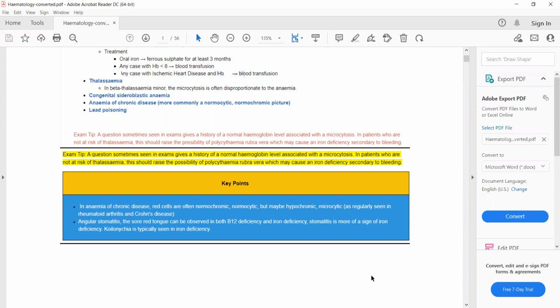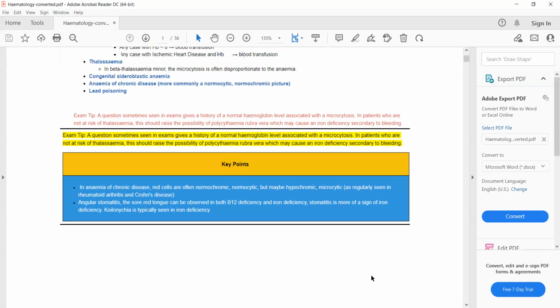Angular stomatitis and atrophic glossitis, or sore red tongue, can be observed in both B12 deficiency and iron deficiency, but stomatitis is more of a sign of iron deficiency. And koilonychia is also typically seen in iron deficiency. So they can be seen in vitamin B12 deficiency, but they are more common in iron deficiency.